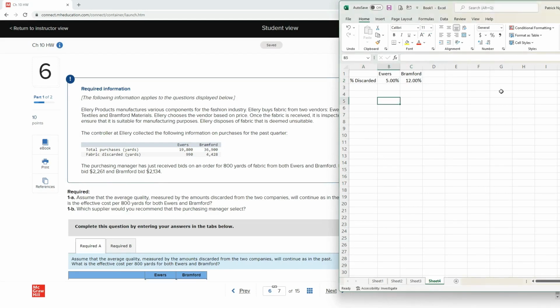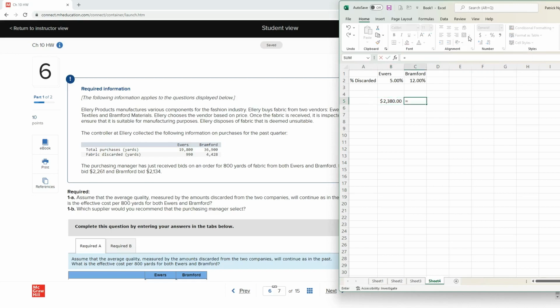To figure this out, we have to do the math. For Ewers, it's $2,261 for the 800 units, right? But the 800 yards of fabric, we can't use all of that because 5% of it is wasted. So we don't get to use 100% of the yards of fabric that we purchase. We can only use 95%. So we're going to divide that by 0.95. So that means that effectively the cost for the 800 yards is $2,380.